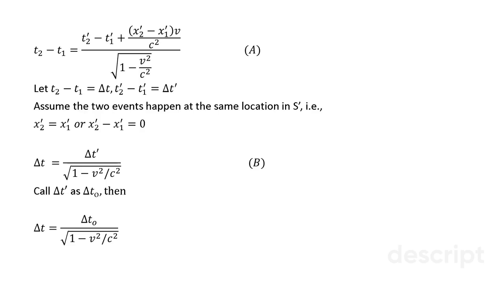As you can see, we called the time interval measured by that frame as proper time interval, that is delta t0, in which the two events happen at the same location. Note that it has nothing to do with the names of the frames. It also has nothing to do with which frame is moving. After all, both frames are moving relative to each other.